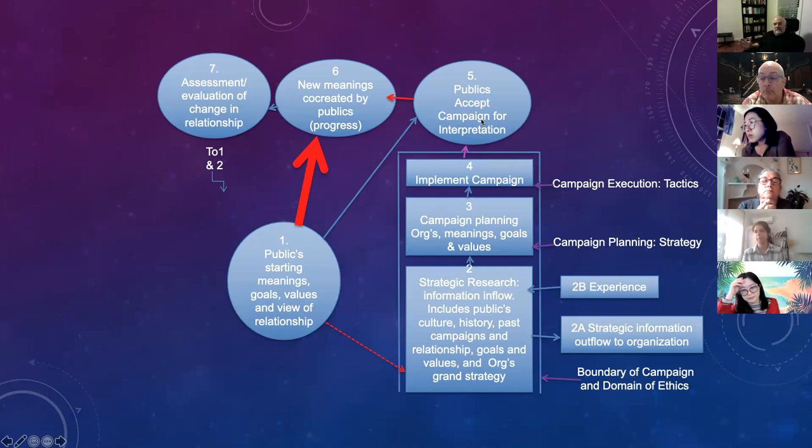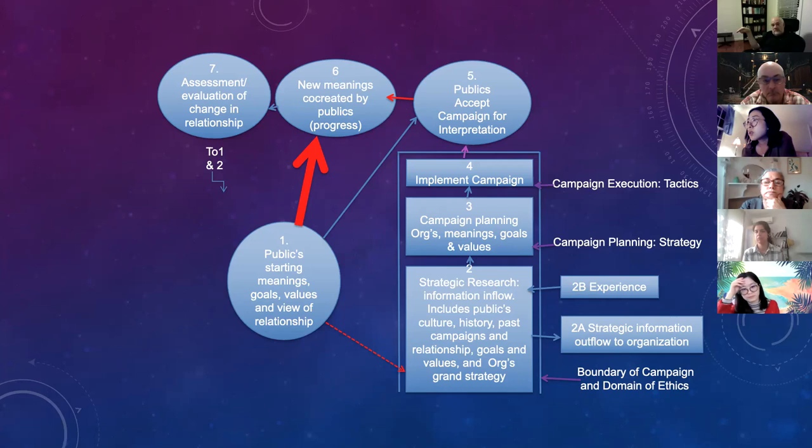But we're not going to change the entire background thinking and maybe even the cultural heritage or the religious heritage of our publics by one skinny little campaign, particularly not if it hasn't begun by understanding where they come from in the first place. So the red arrow here depicts the influence that the public starting point has on their interpretation, their assignment of meaning to our campaigns.